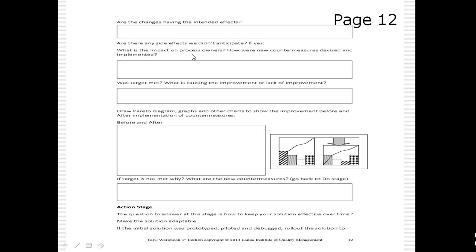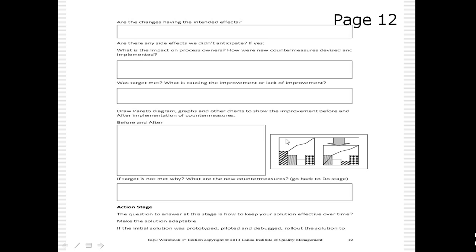Now the side effects. Sometimes it worked better than you thought, and sometimes it didn't quite work as well as you thought. Some other new problems came out. Was the target met? What is causing the improvement, and what is not causing improvement? What's causing the lack of improvement? So don't just implement something. Spend your time also to analyze and study the action that you have put in. This is to build up your confidence in problem solving, so that you become fearless when problems come your way.